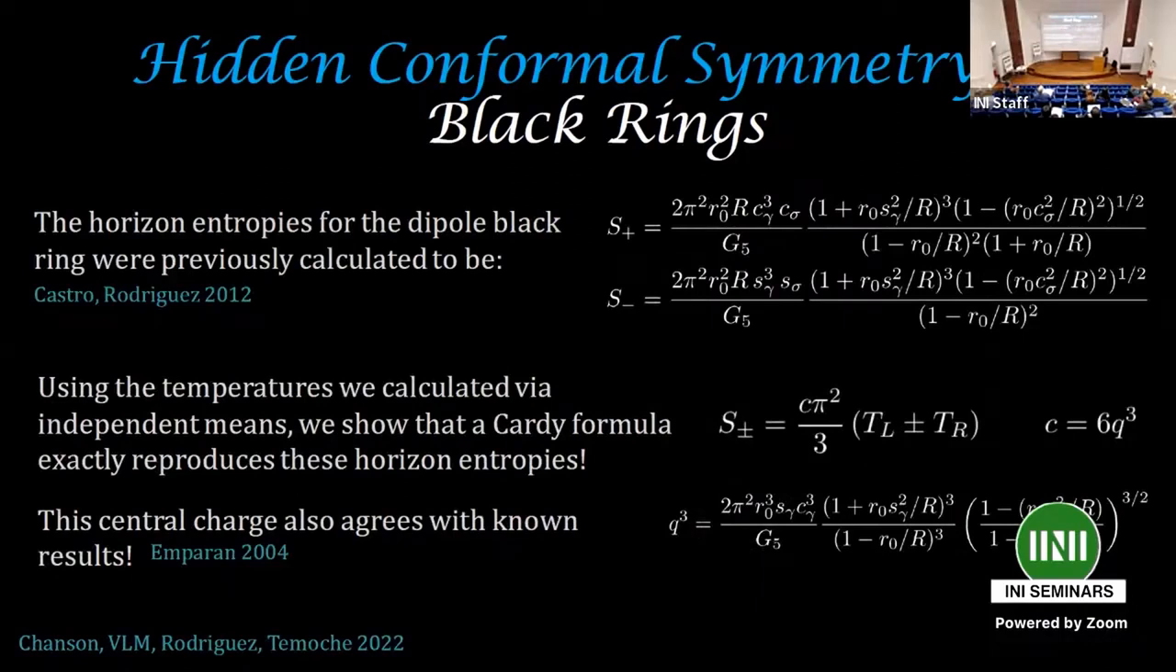So we can compare them to the horizon entropies that have been previously calculated by a completely different means. These are the horizon entropies of this black ring, calculated completely separately, and then we can use the temperatures that we calculated from our effective Laplacian and use the known central charges that one ought to use. These have been calculated prior in other contexts as well. And if we assume a Cardy formula, we reproduce these exactly.